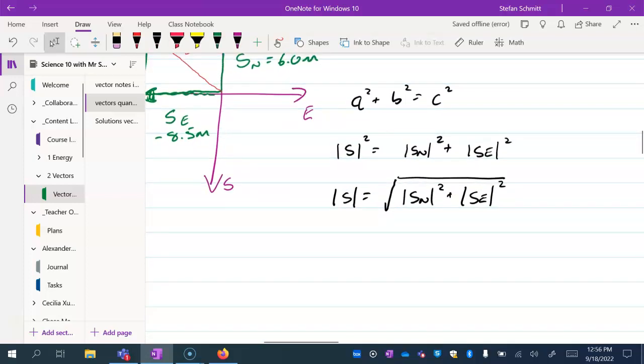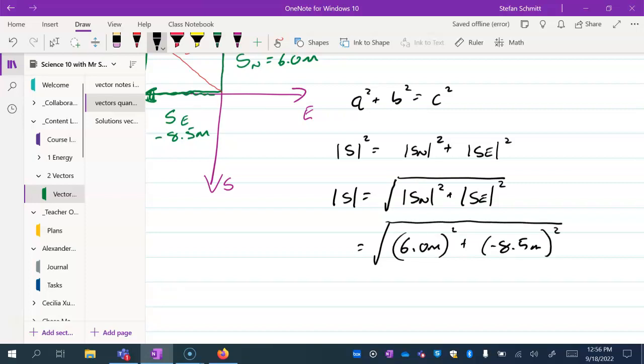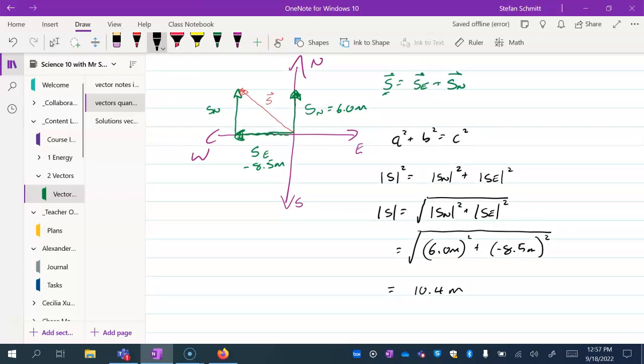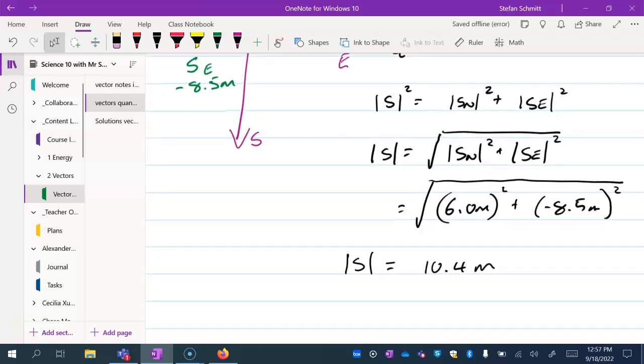Let's put the numbers in, get an answer. We have the north component squared, 6.0 meters squared, plus the east component squared. I didn't need to write the negative sign because it's getting squared, and I just said put the magnitude of this vector anyhow. That's going to give us 10.4 meters. So there's the magnitude of S. Again, absolute brackets around a vector just means the magnitude of that vector.